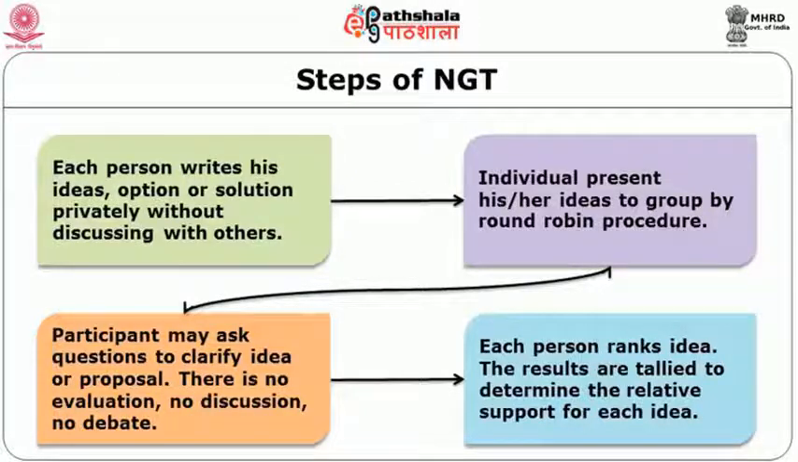Now in this round robin procedure, the ideas written by one member will be circulated, and the other member will also add his ideas. Like this, the ideas will be taken from the whole group. After presentation, participants may ask questions to clarify the ideas, but there is no evaluation, no discussion or no debate on the ideas provided by the members.